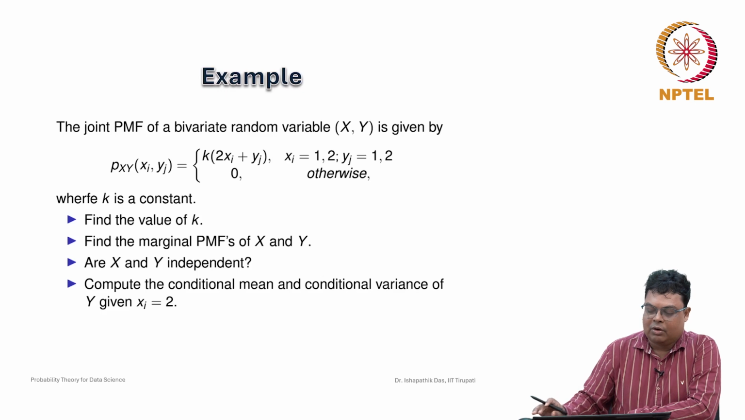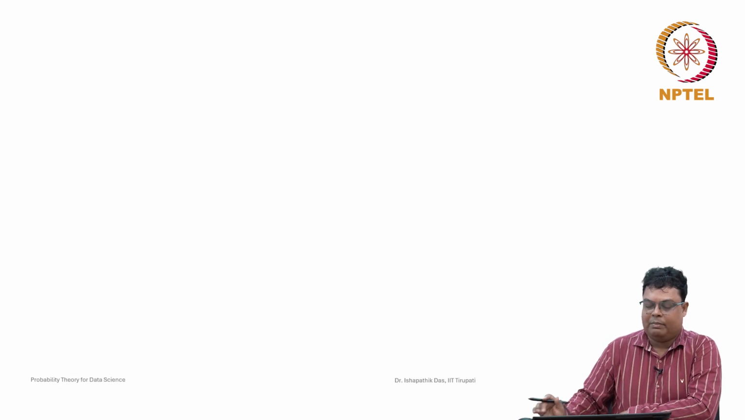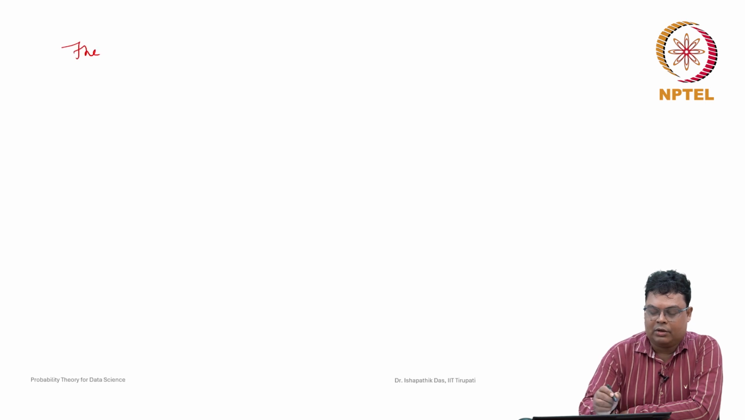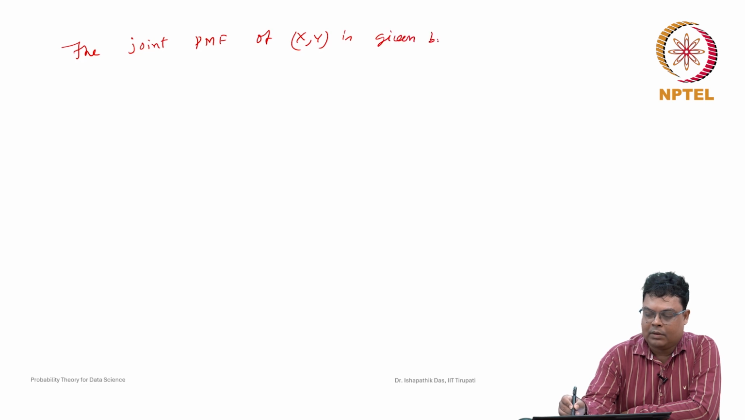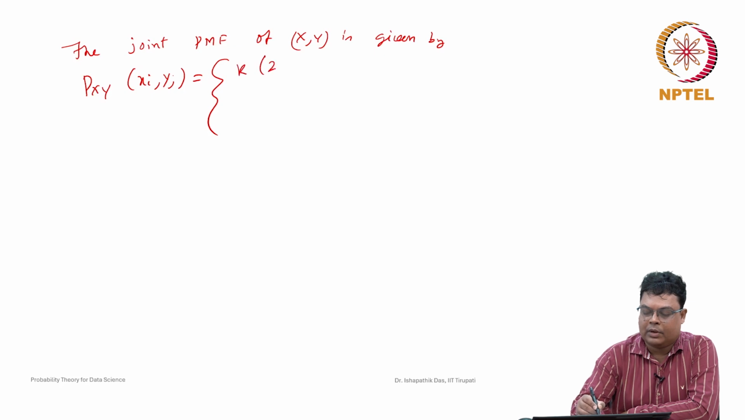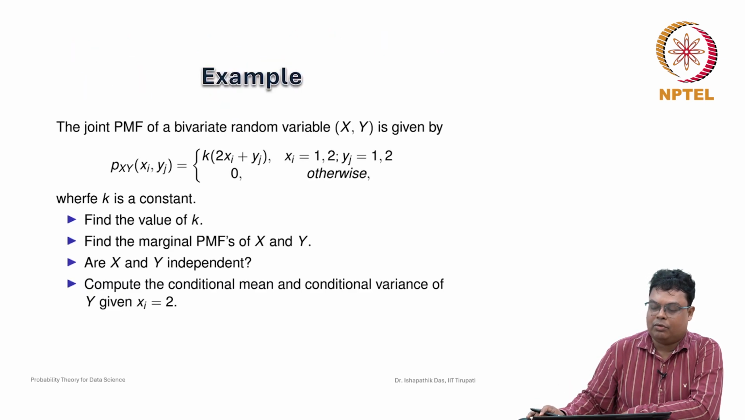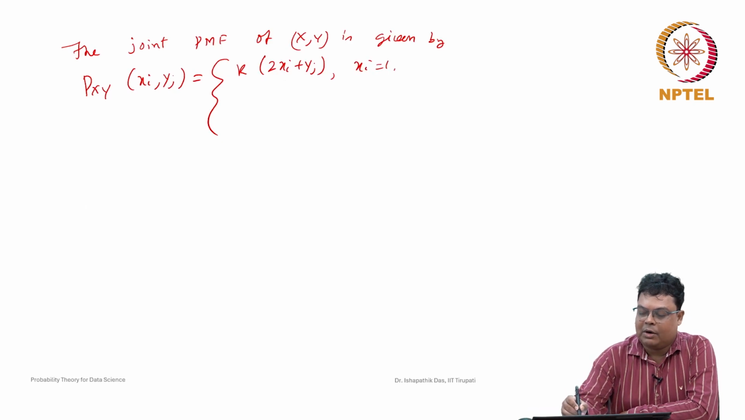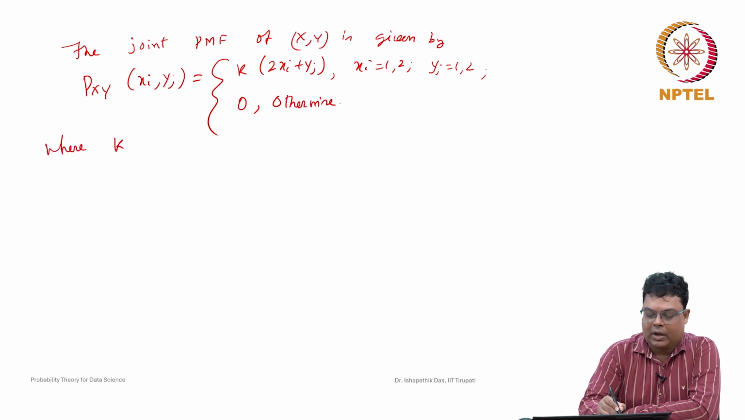So here the joint probability mass function of x and y is given like this: pxy of xi, yj equals k into (2xi plus yj), whenever xi takes the values 1 and 2 and yj takes the values 1 and 2, and it is equal to 0 otherwise, where k is a constant.